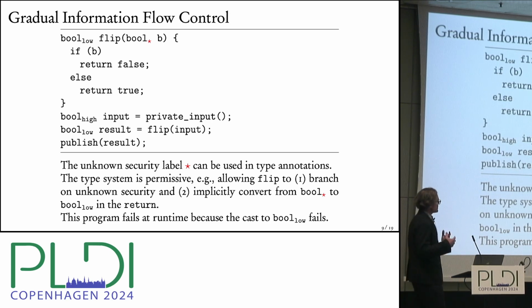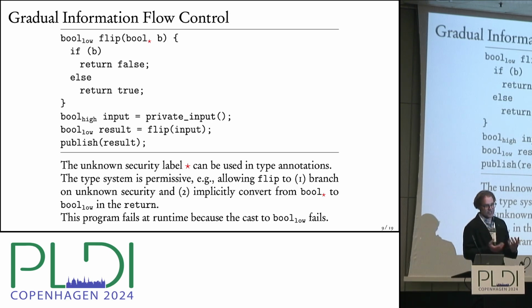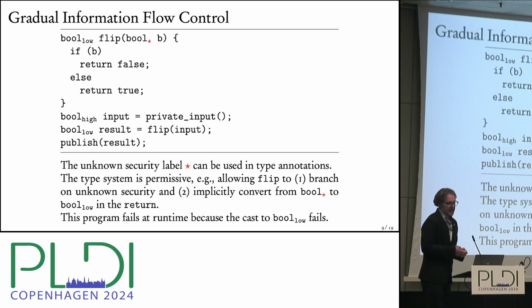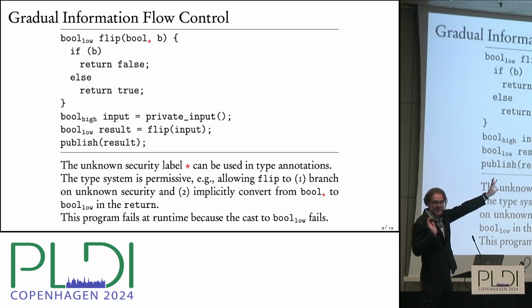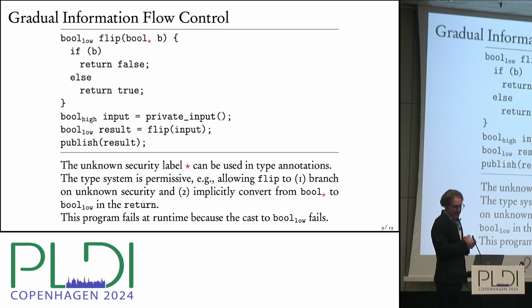So now we have this unknown security label, the star, kind of like a wild card. Here, the Boolean to flip, we're saying we're not committing to whether it's high or low security. And when that happens, it means we're not going to do static IFC. We're going to do dynamic IFC for those things related to that variable B. So for the branch here, we don't really know whether it's going to be a high or low security branch. So we're going to use the runtime IFC mechanisms to deal with that.